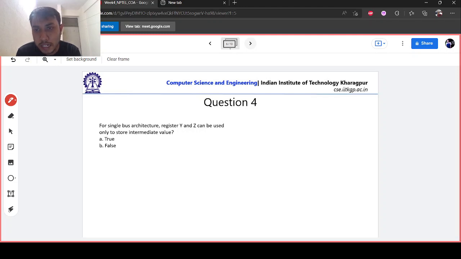For a single bus architecture, registers Y and Z can be used to store immediate values. Let's start: in a single bus architecture, what happens? The registers Y and Z are basically temporary registers, and they cannot be used by instructions explicitly. They are temporary ones, so they can be used to store intermediate values during computation. They can only be used for the intermediate values.